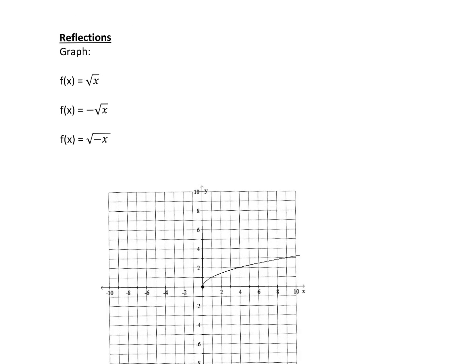Reflections are kind of cool. We have a few things that can happen to our parent function. So this time our parent function is the square root of x, which we graphed yesterday. So there's the square root of x. And then if I put a negative in front of the square root of x, it does something special to my graph. It reflects over the x-axis.